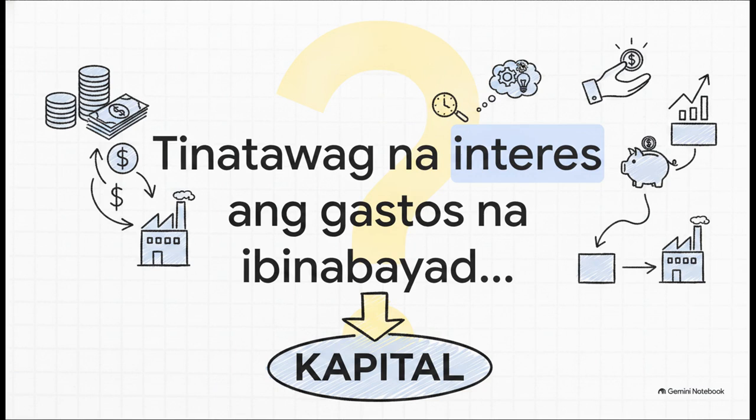One more, just to really lock this in for good. Test item number 9, tinatawag na interes ang gastos na ibinabayad. Stop right there. Literally, the very first line gave it away. We identified the trigger word, interest. What factor of production incurs the cost of interest when you borrow money to buy it? We map it immediately to capital. It really is that simple, and it is incredibly effective.